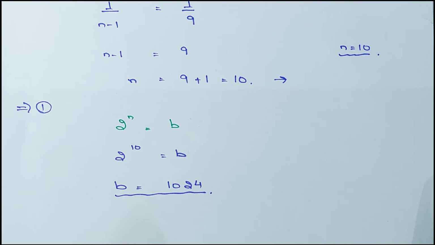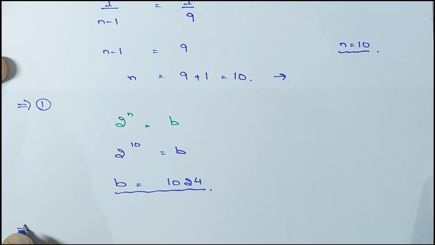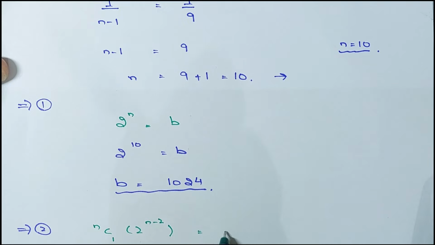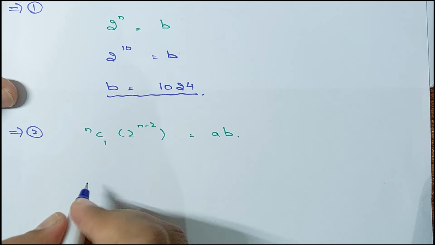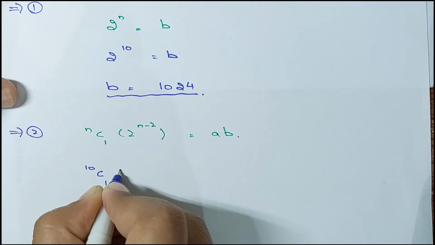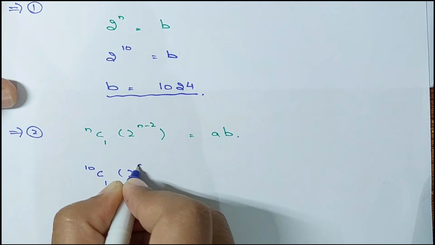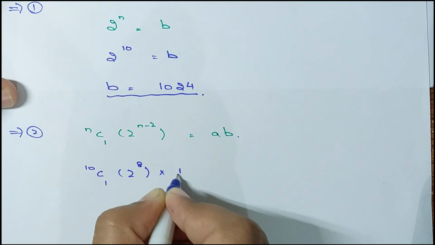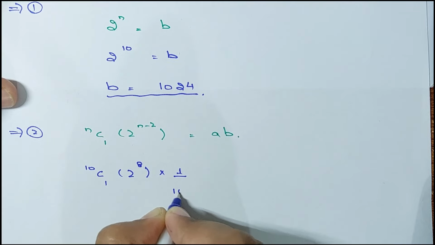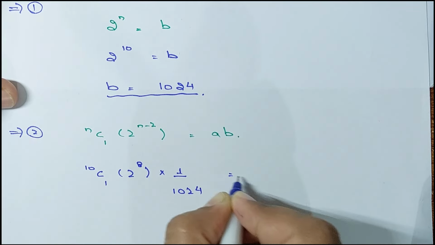Now let me work on the a value. All right. You can substitute into the first, second or third equation. I'm working with the second equation. The second equation says nC1 2 to the power of n minus 2 equals ab. All right. So what is n? n is 10. So we can say 10C1 2 to the power of 10 minus 2, which is 8, times 1 over b. b is 1024. This would be my a.